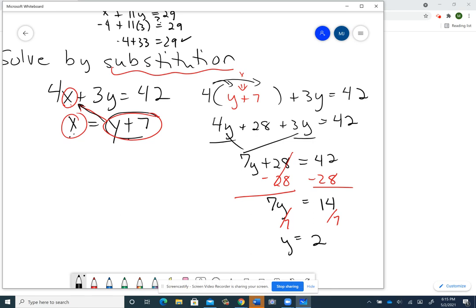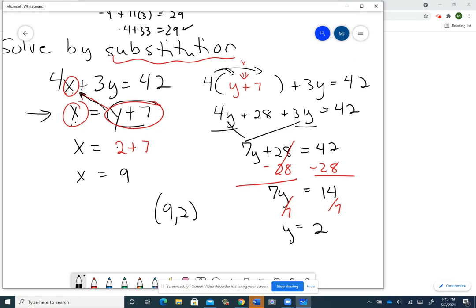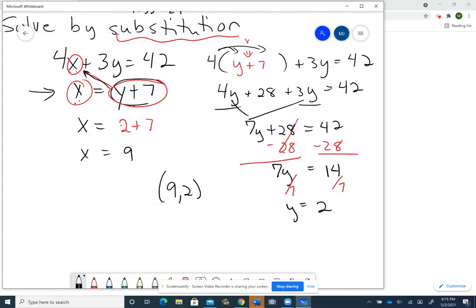Then what you do is you go back up to an equation and plug the y value in to get your x. The easiest one to use is the one where the x variable was by itself. So right there, in place of the y, I'm going to put a 2. That tells me that x would have to be 9. So my answer should be 9, 2. But you see how I've used that second equation to find the other variable?